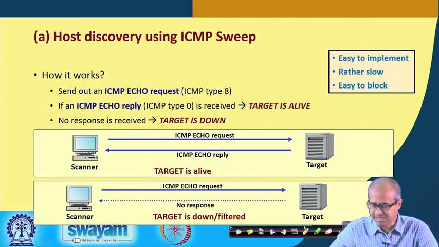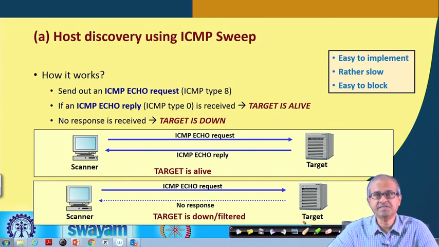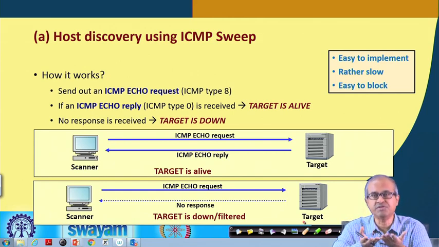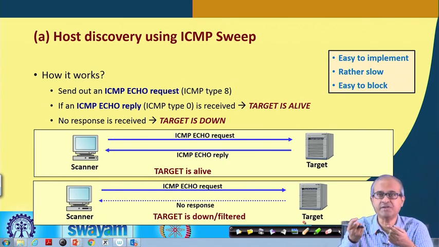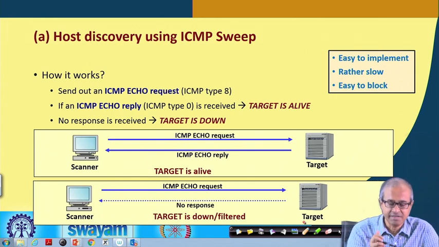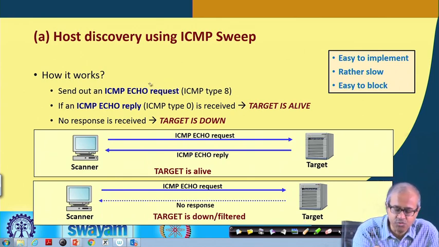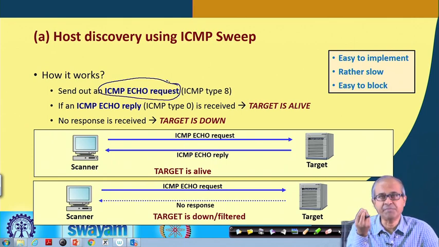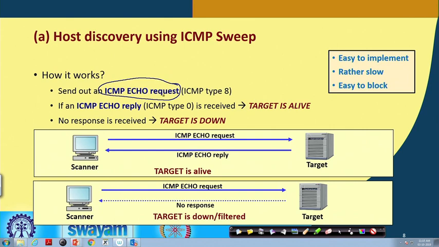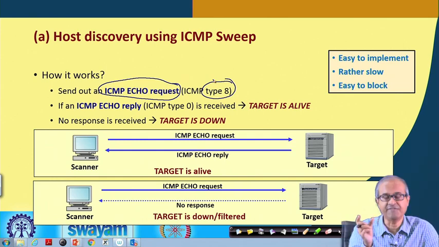So, we start with ICMP sweep. Let us understand what this ICMP sweep means. You know that ICMP is a protocol which runs in a network. ICMP requests and responses can be used to find out whether a host is alive or not. There is something called the ICMP echo request packet. In an ICMP packet there are many request types. This ICMP echo request corresponds to type 8. So, in the type field of the packet the number 8 is stored.